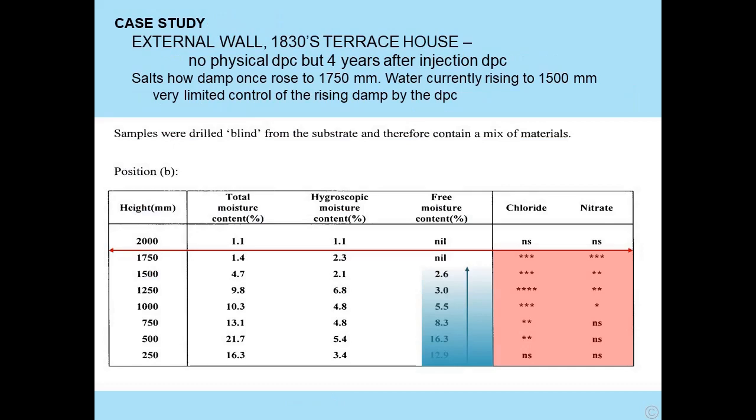Last one of these is an old external wall, 1830s terrace house, with a damp-proof course. Salts show that water had once risen to 1750 millimeters. However, when profiled, it showed free water present to 1500 millimeters. It had only dropped a slight amount from 1750 to 1500. For practical purposes, this damp-proof course was not effective.